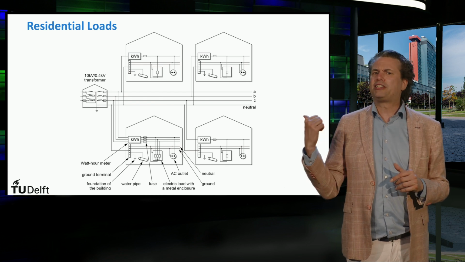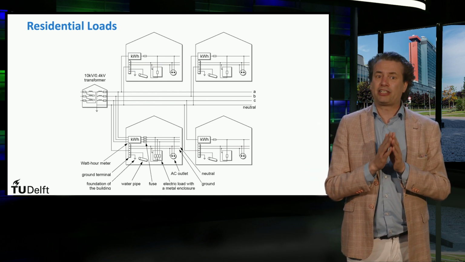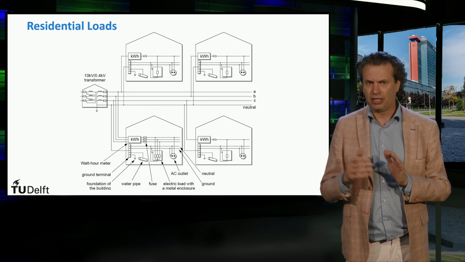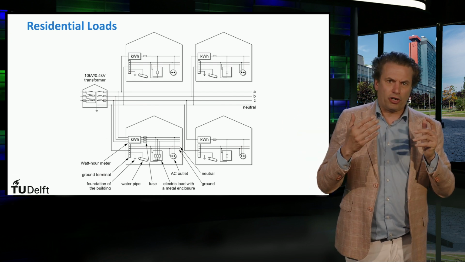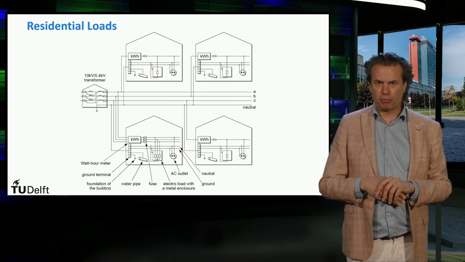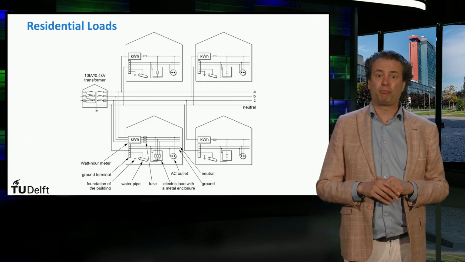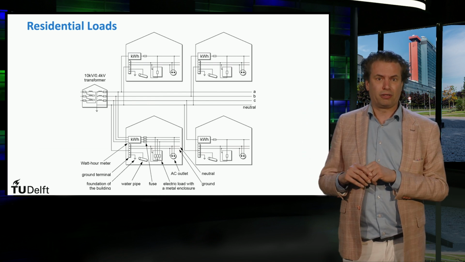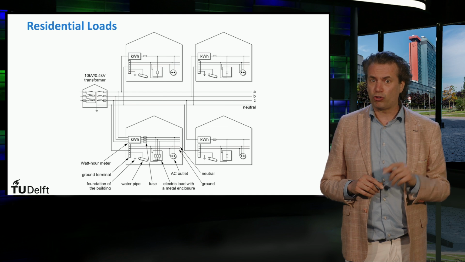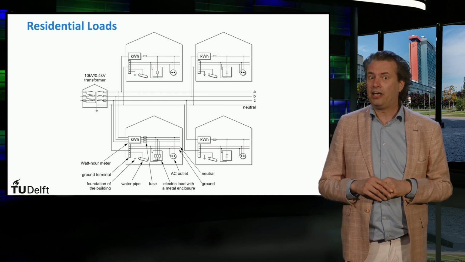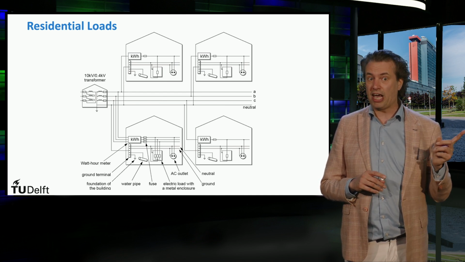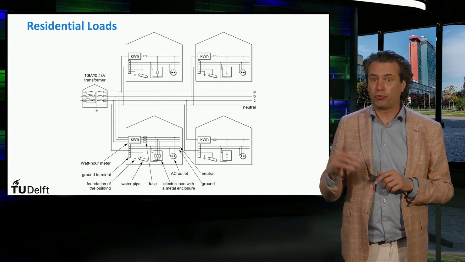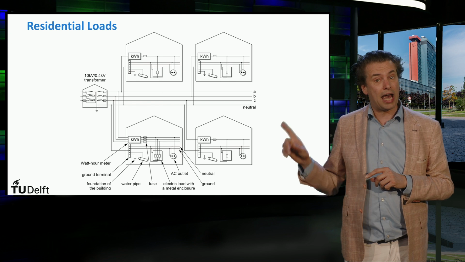In the figure you can see that the distribution system has three phases denoted as A, B and C. In order to keep the three-phase distribution system as balanced as possible, houses are connected to the different phases. Please notice, for example, that the house on the top to the left is connected between phase A and the neutral, whereas the house on the top to the right is connected to phase B and the neutral.